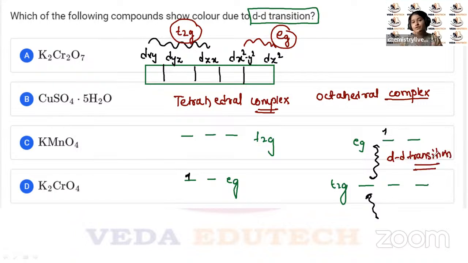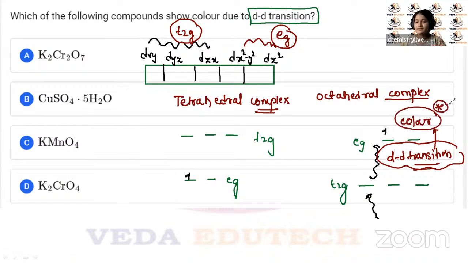ठीक है, तो ये डीडी ट्रांजिशन होने की वजह से जब इलेक्ट्रॉन एनर्जी एब्जॉर्ब करके ऊपर जाता है, that is called as a DD transition. और जब ऐसा होता है तो हम लोगों को क्या देखने को मिलता है? कलर। क्या देखने को मिलता है? कलर, right. So this is what we can see.